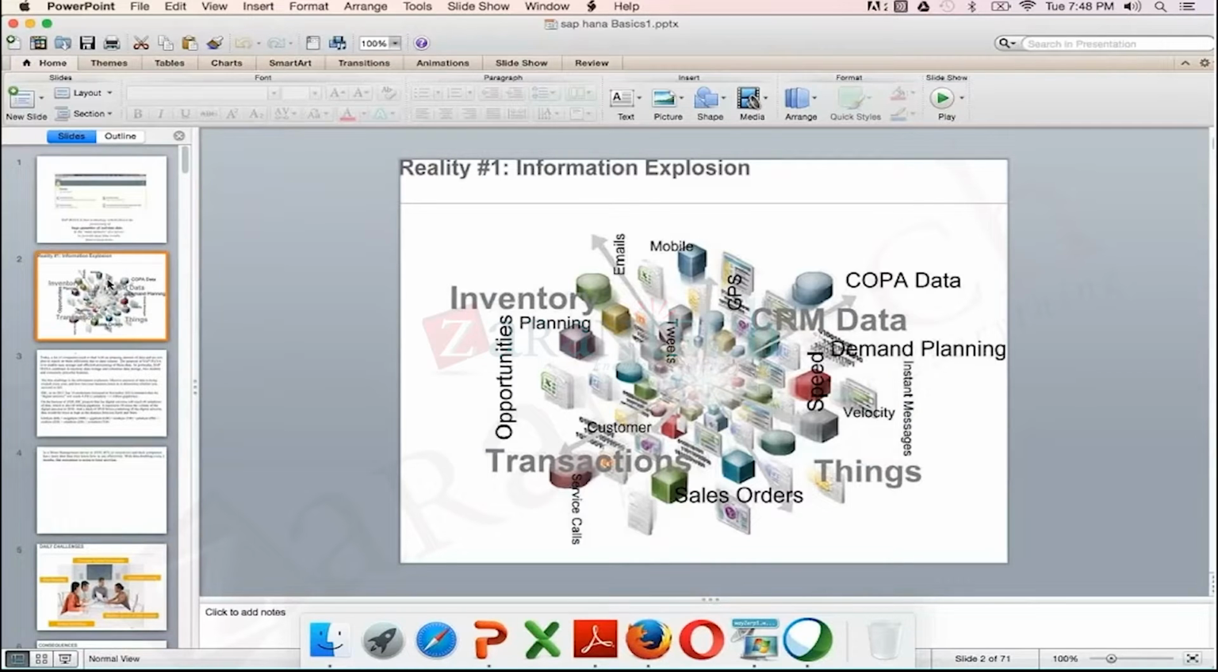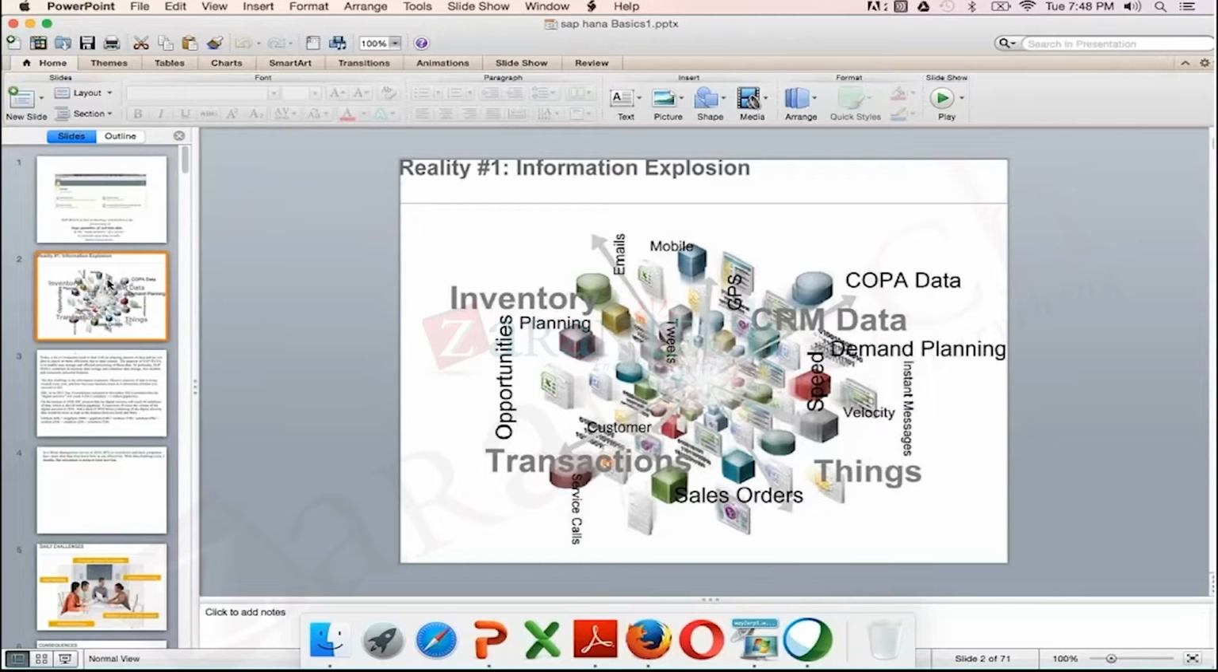Before we start discussing the necessity of SAP HANA, first we have to understand the current day situation and current day challenges in any enterprise, and in order to overcome these challenges, how the clients can utilize SAP HANA. So first we have to talk about information explosion.